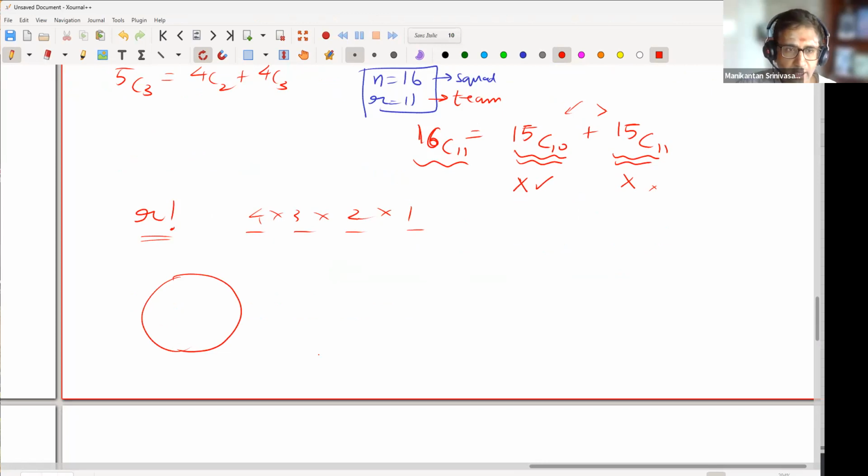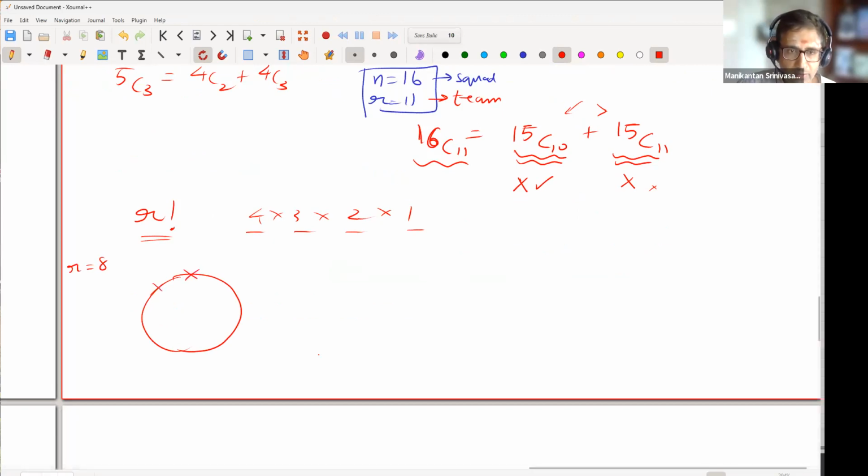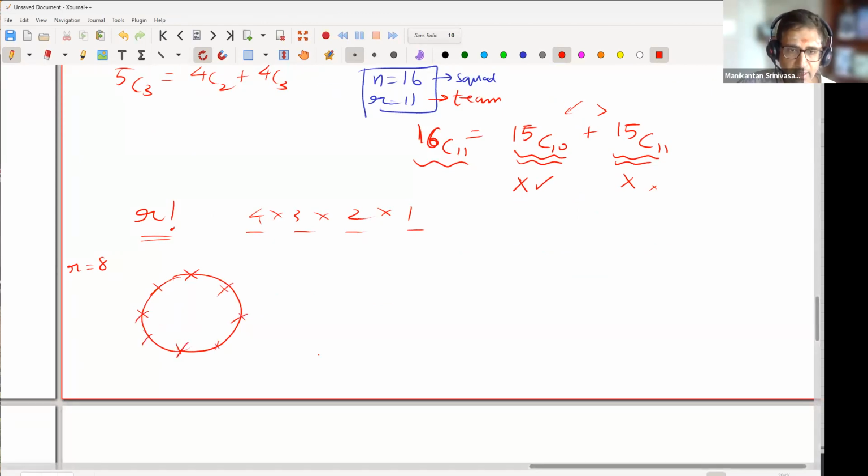Let's say there are 8 people sitting in a circle: 1, 2, 3, 4, 5, 6, 7, 8. Relatively they are sitting in a circle. If, for example, there's a door here, then it's not really a circle, because I have some association saying this guy is closest to the door. It's effectively like how they are sitting in a straight line only.